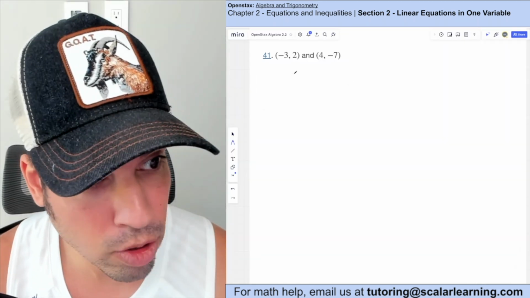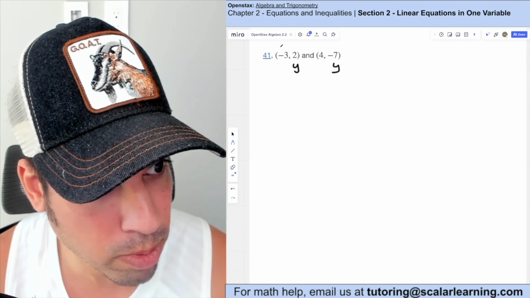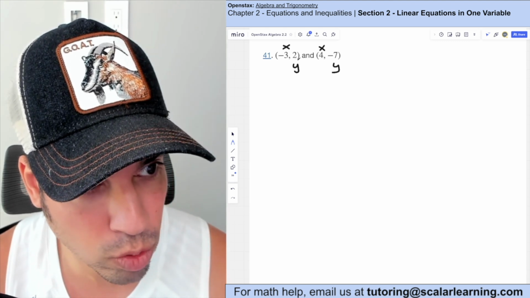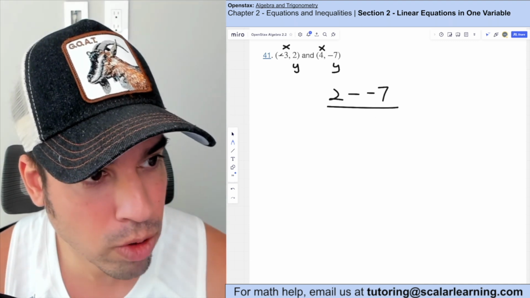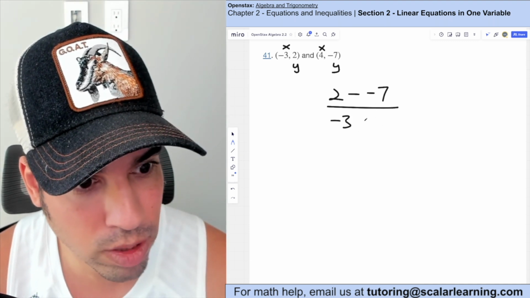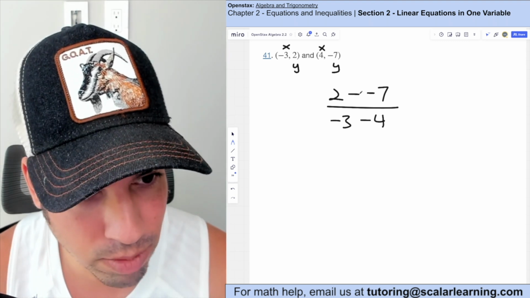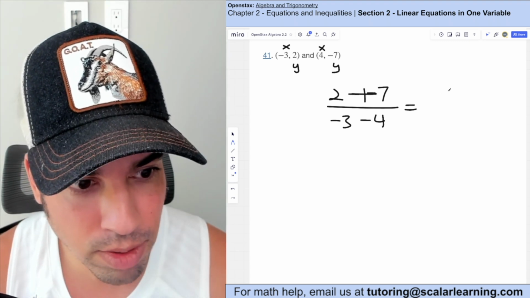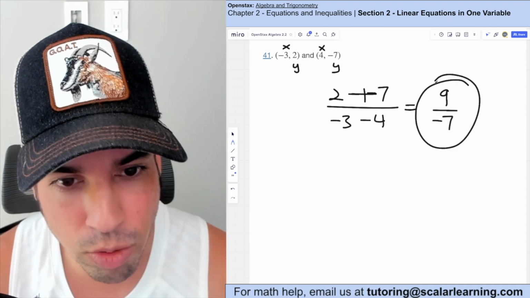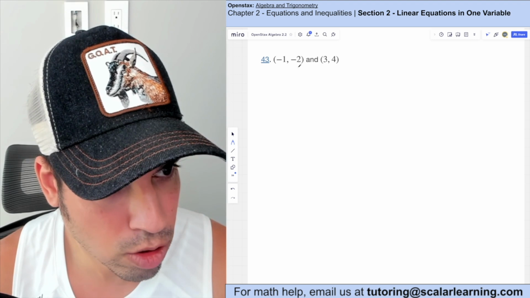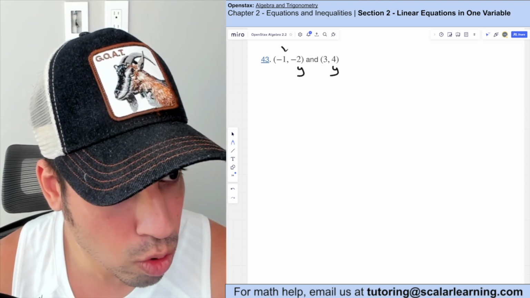To find the slope here, all we've got to do is use our slope formula, which requires the following. We do y1 minus y2, 2 minus -7, over x1 minus x2, -3 minus 4. Again, a double negative becomes a plus. So then we have 9 over -3 minus 4, which is -7. There's the slope, done.